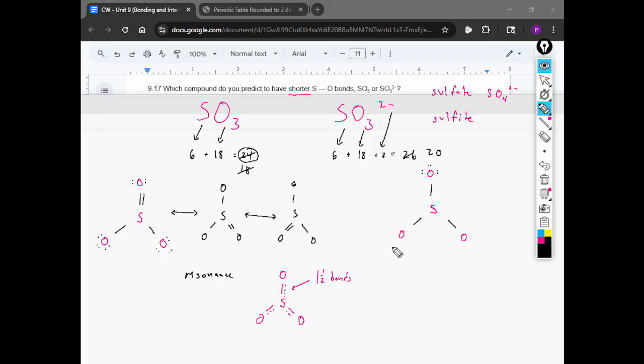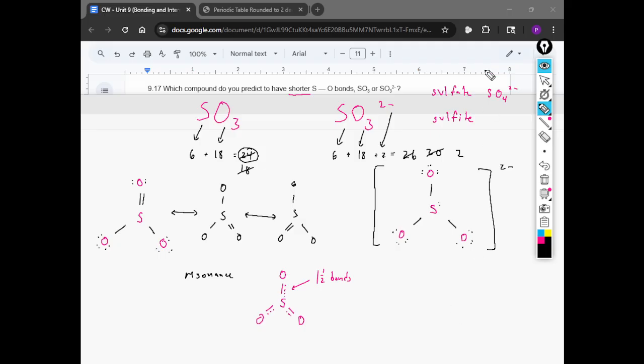If we do that, how many electrons are we using to give everyone their octet? 6 each, so 3 of them, that's 18. That means we have 2 left, which is, I think, what you were referring to. Sulfur still needs an octet, so we give it the lone pairs. Make sure to bracket it and put a 2 minus. Okay, so this is going to be sulfite, very similar to SO3, but since you have the 2 extra electrons, you get your lone pairs on sulfur.